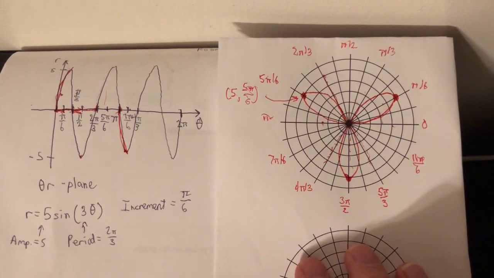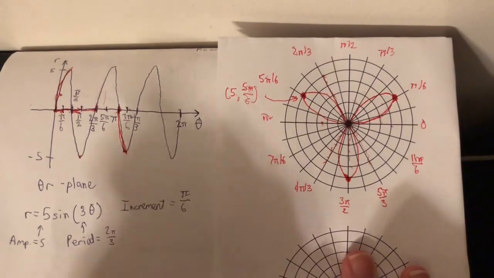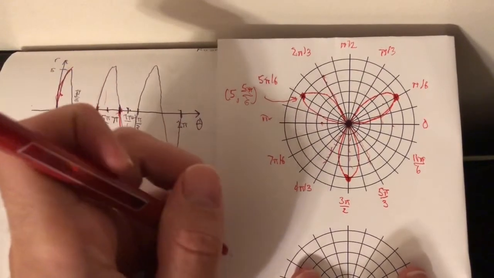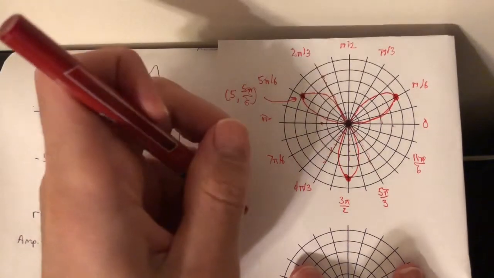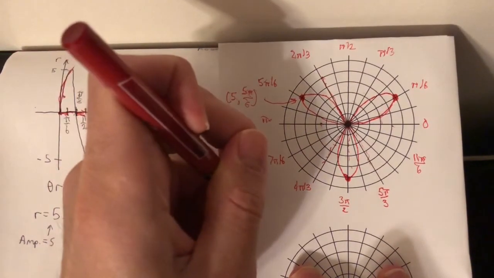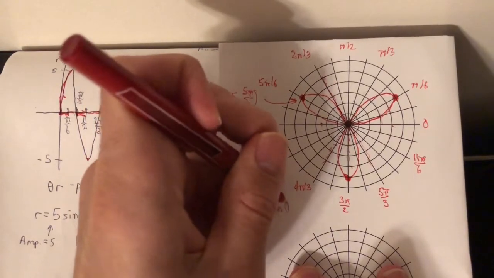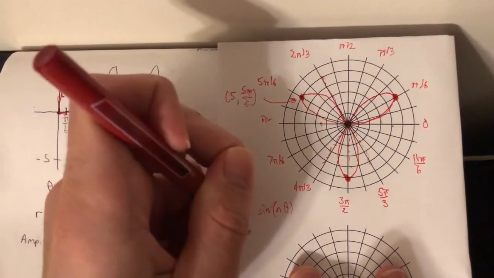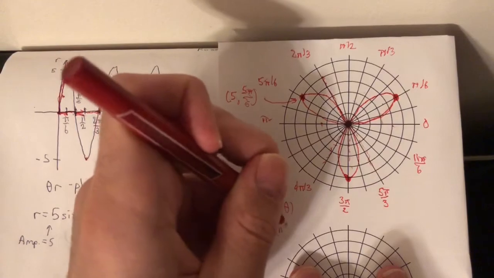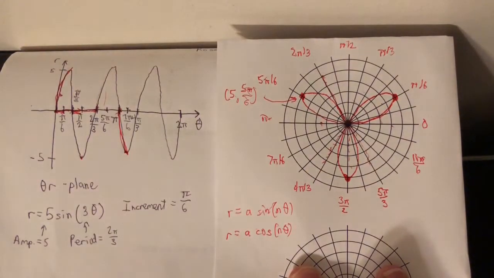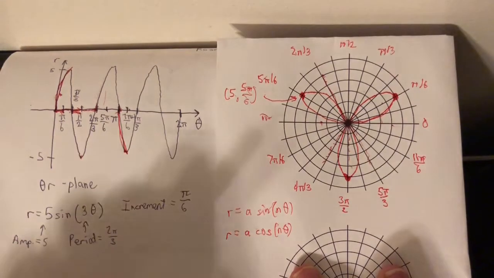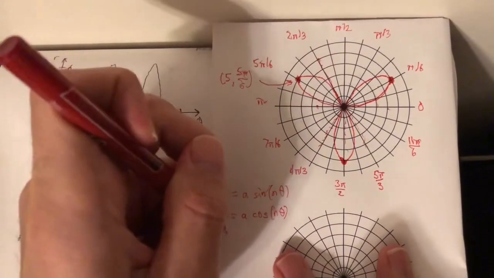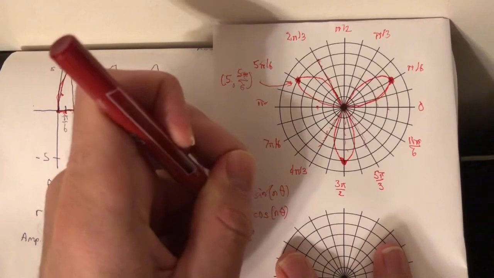Now a couple of comments on rose curves. So in general, r equals a sine of n theta, r equals a cosine of n theta. These are both types of rose curves. And if, first of all, n is an integer.